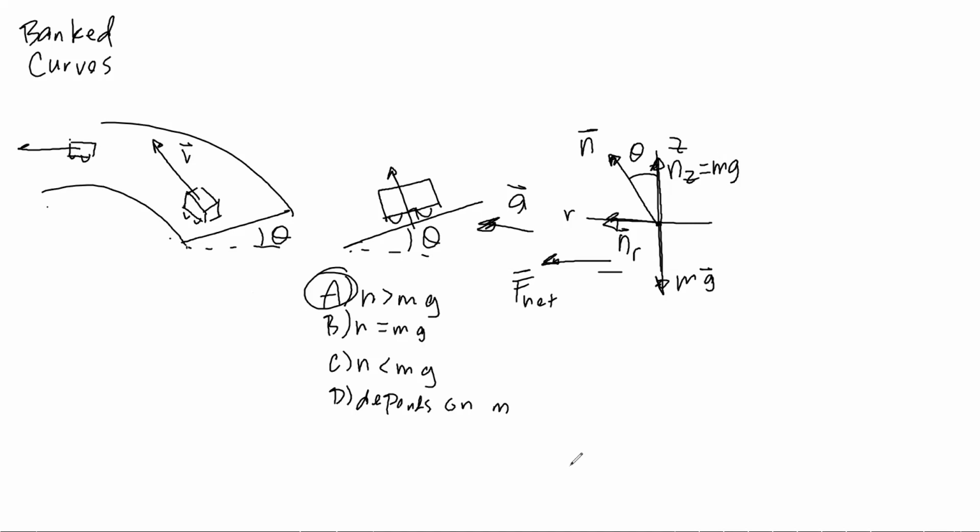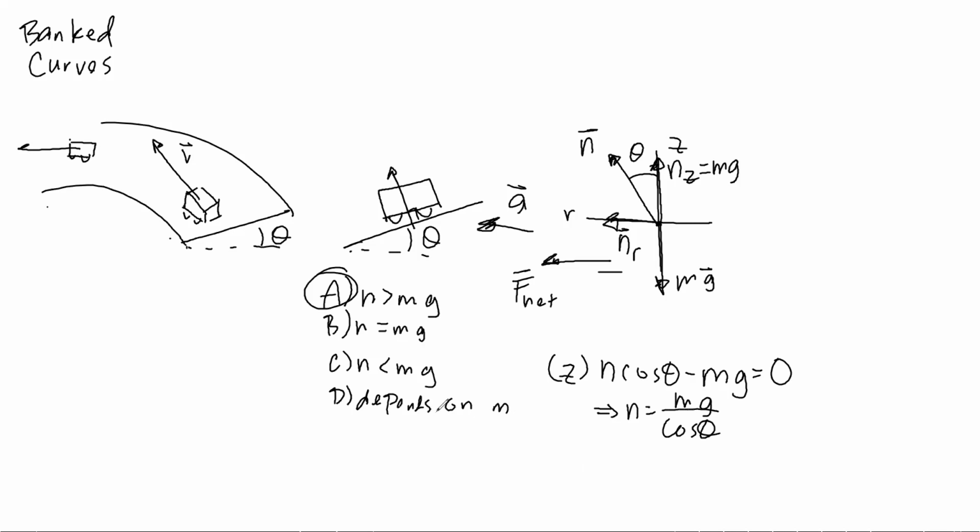writing below here, I guess, in the z direction, we'll have n cosine theta minus mg equals 0. And so n would equal mg divided by cosine theta. Right? And a simple thought about cosine theta is that it's always less than 1. And so n, that's like a mathematical proof of how n has to be bigger than mg.